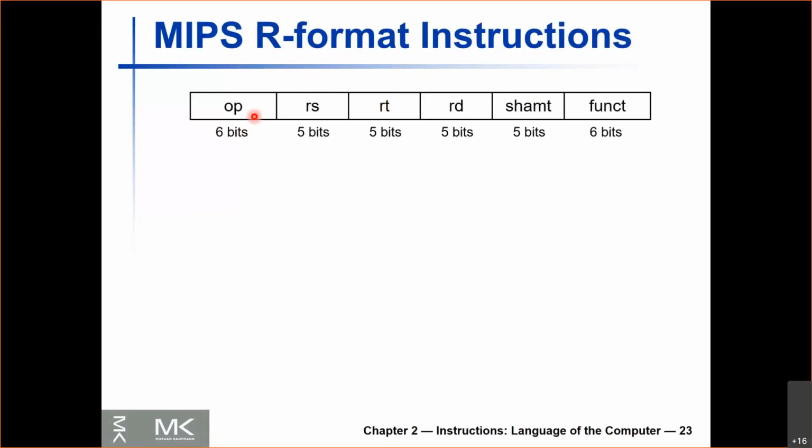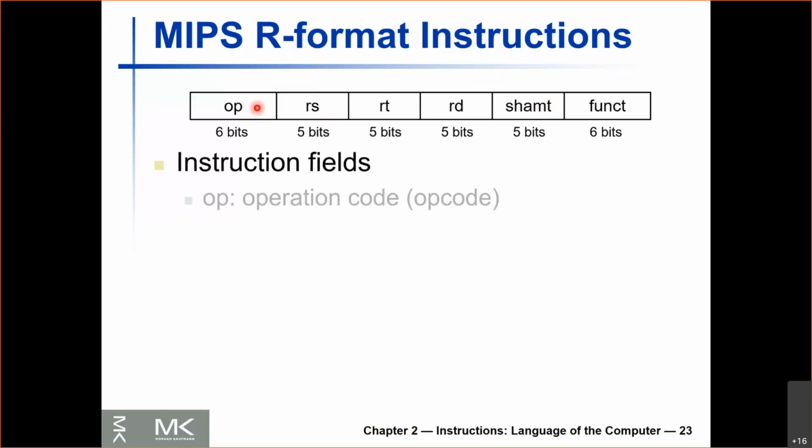We have the following fields: op, rs, rt, rd, shift amount, and funct. The first 6 bits are called op, the operation code, or the opcode, and these help encode what instruction we are representing.